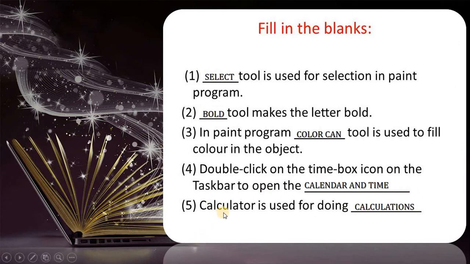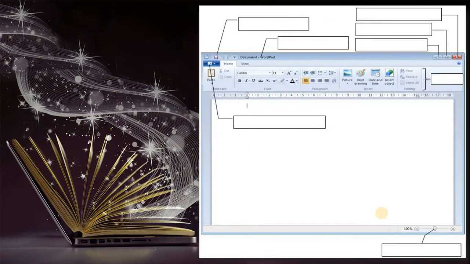Now see the fifth blank, calculator is used for doing calculation. It is very simple, calculator is used for doing calculations. Now see the next activity, do you remember or not? If you are not remembering this activity, if you are not remembering this name, then I am doing it again so you can remember it in this lecture also.